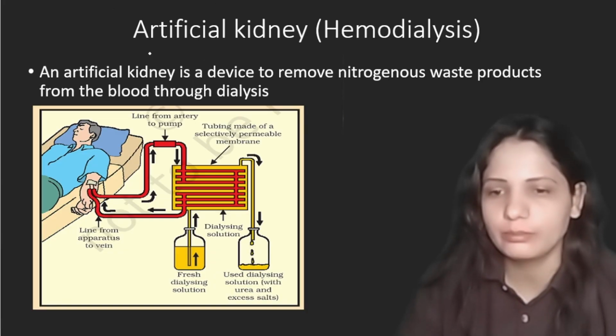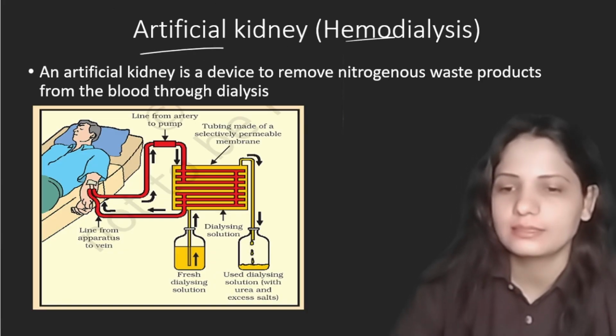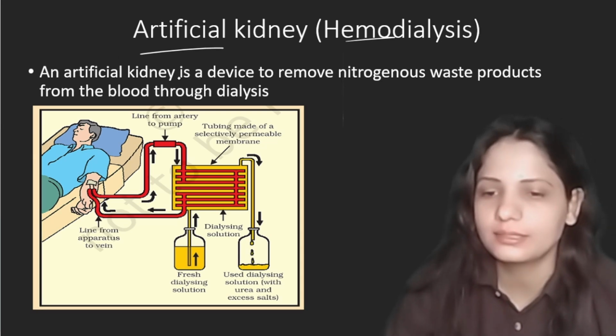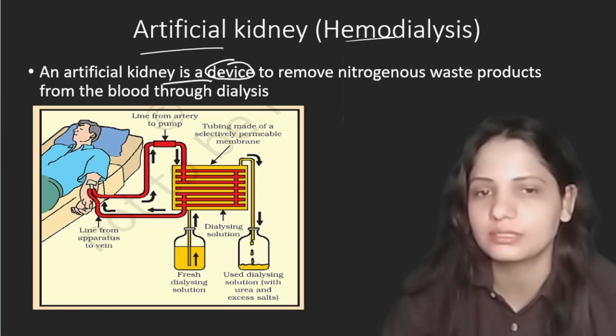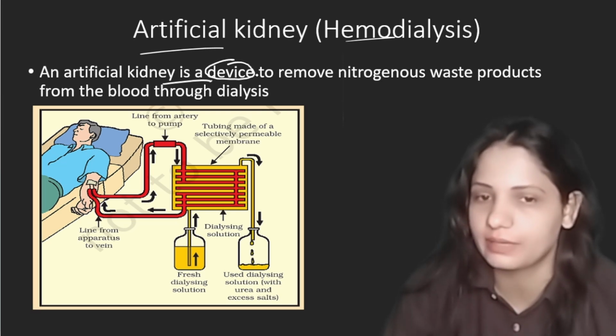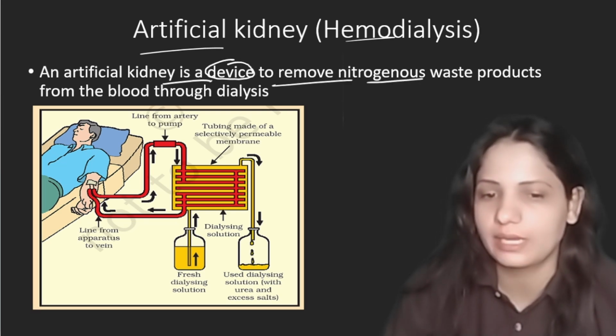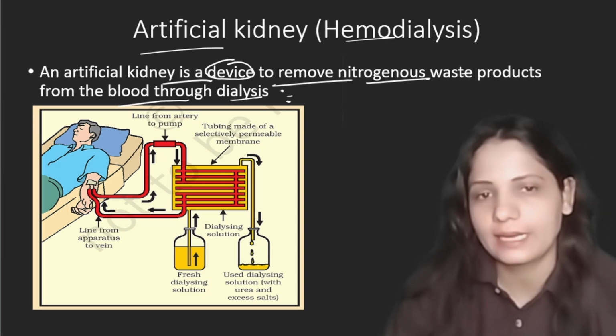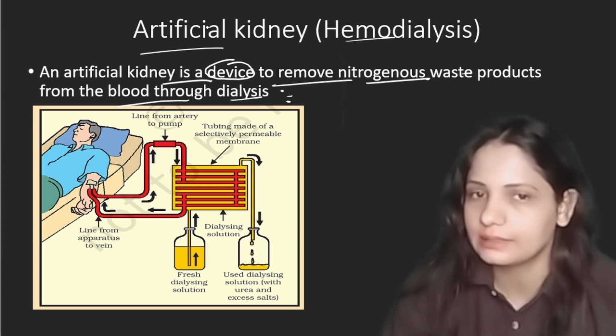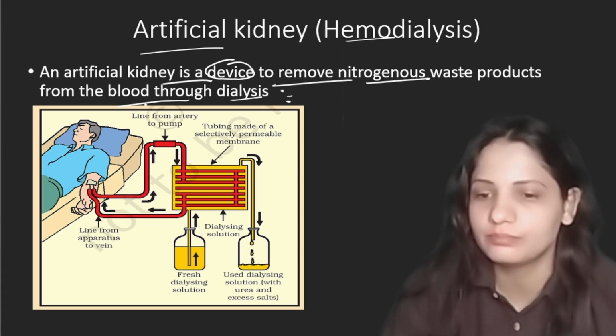Artificial kidney, hemodialysis. This is given in the Indian NCERT, and this is an important topic. First, you should know that an artificial kidney is a mechanical device which is used to remove nitrogenous waste products from the blood through dialysis. In a normal, healthy person, that person has functional kidneys. The function of filtering the blood is done by the kidneys.